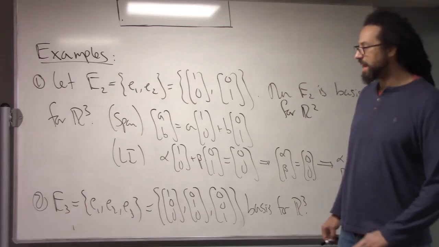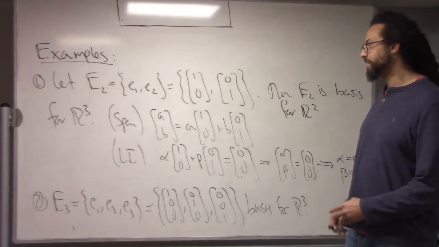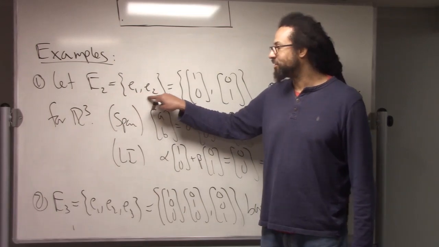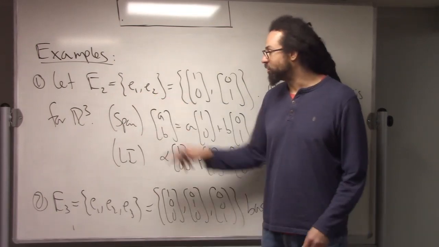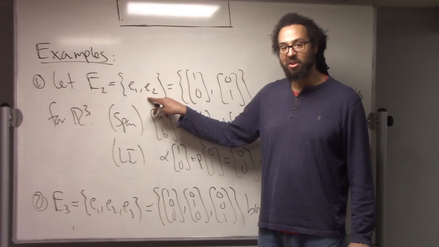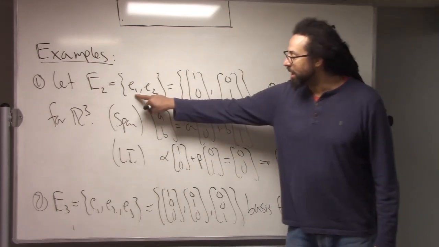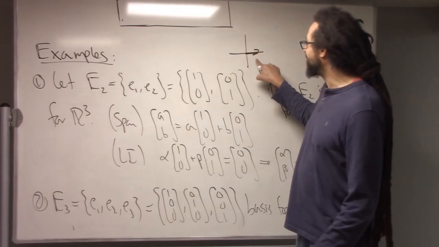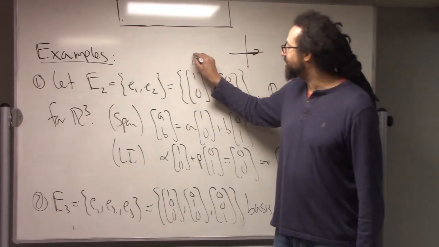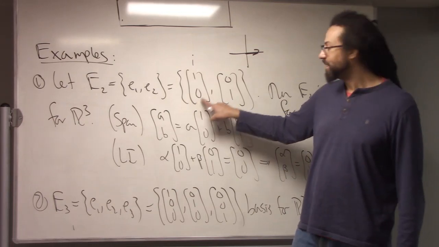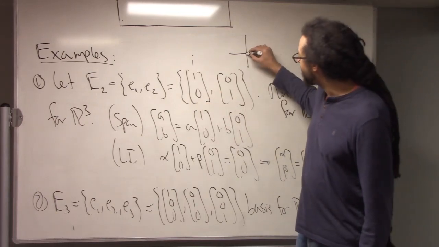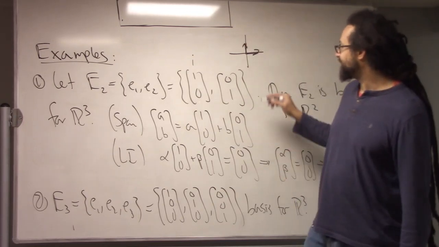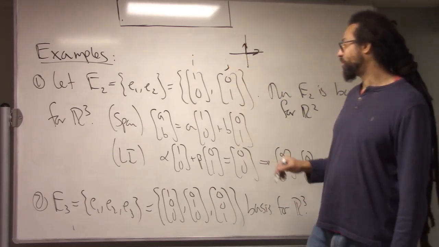All right, here's an example, and really this is more of a definition than an example. So let E2 be the set consisting of these two vectors, little e1, little e2, and what are these things? These are vectors in R2. So e1 is the first standard basis vector, right? So it's the one that points along the x-axis. Sometimes calculus books will call this thing i. And then here's e2, that is the unit vector along the positive y-axis. Some calculus books will call this thing j.